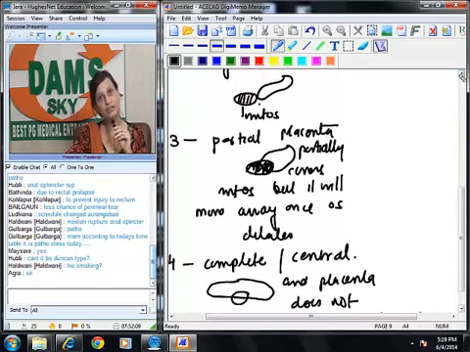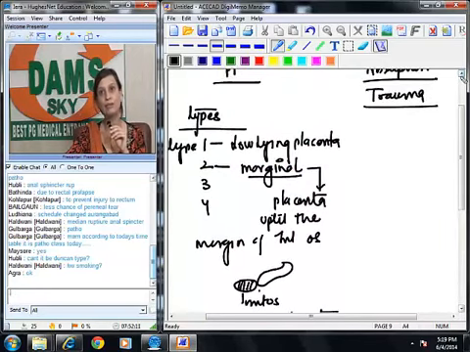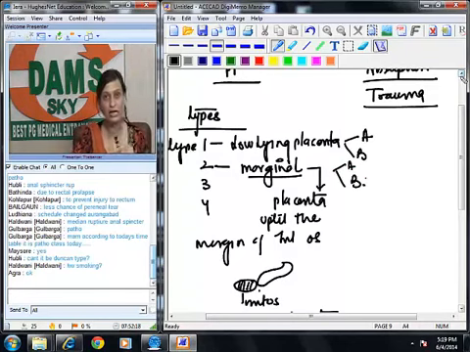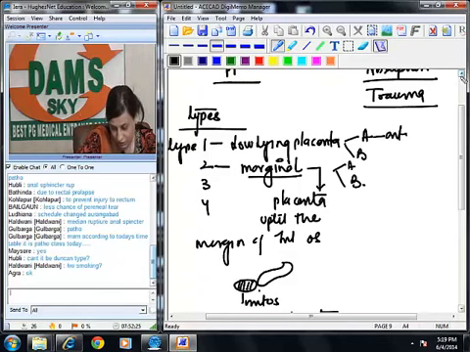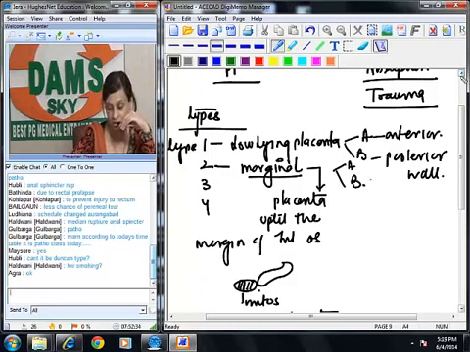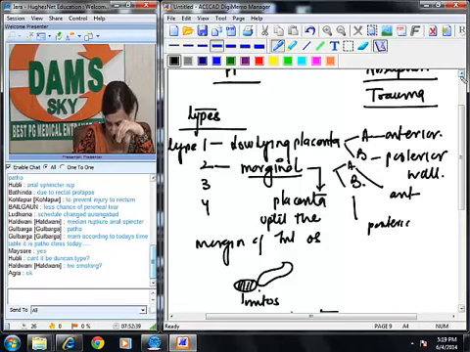Now there is a further division of type 1 and type 2 into A and B, where A means the placenta is located on the anterior wall of the uterus and B means it is located on the posterior wall. Similarly with type 2, A is the anterior wall and B is the posterior wall.